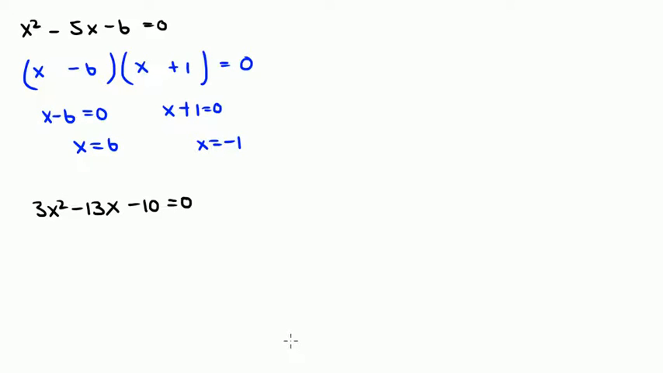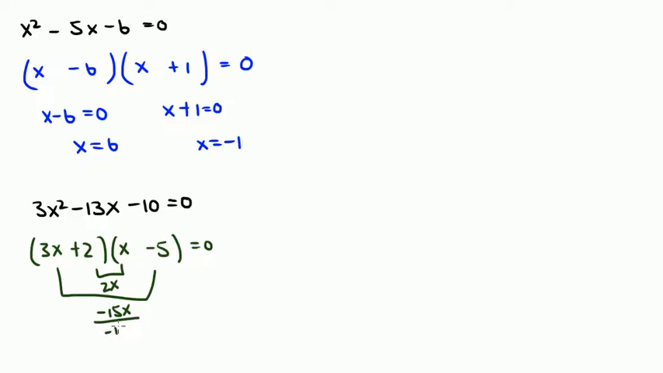Second question, we have 3x squared minus 13x minus 10 equals 0. So we need to do the same thing, it's just a little bit more difficult. So the factors of 3x squared, we have 3x and x. We need to think of the factors of minus 10. And again, so that when we multiply the inside 2 and the outside 2, we end up with minus 13x. We get minus 13x, so again, that's how we know that we're correct. Then we put each of the factors equal to 0. So 3x plus 2 equals 0, and x minus 5 equals 0, and we solve for x.